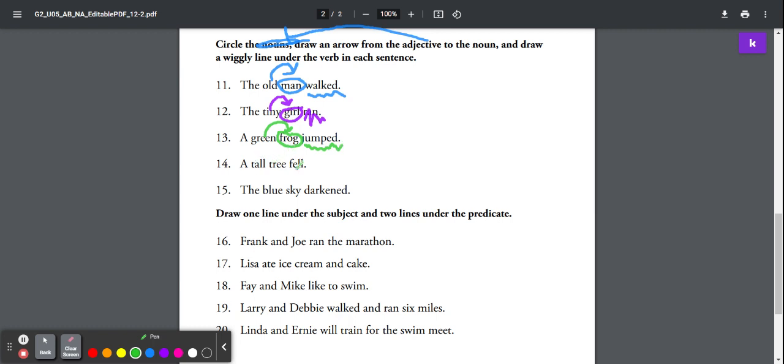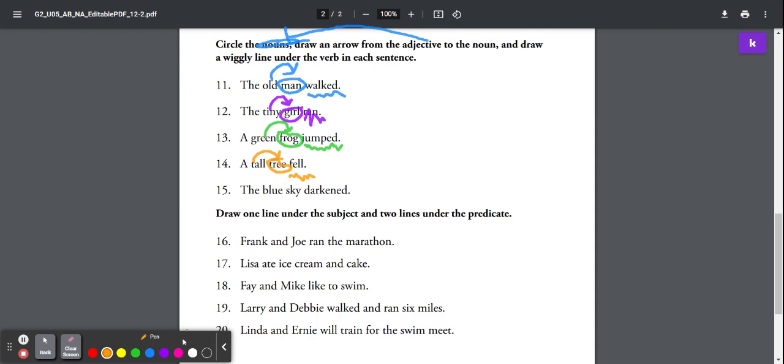A tall tree fell. So what's the thing in the sentence? A tree. What's the adjective that describes the tree? Tall, describing tree. The adjective describes the noun. And the verb tells what the tree did. It fell.